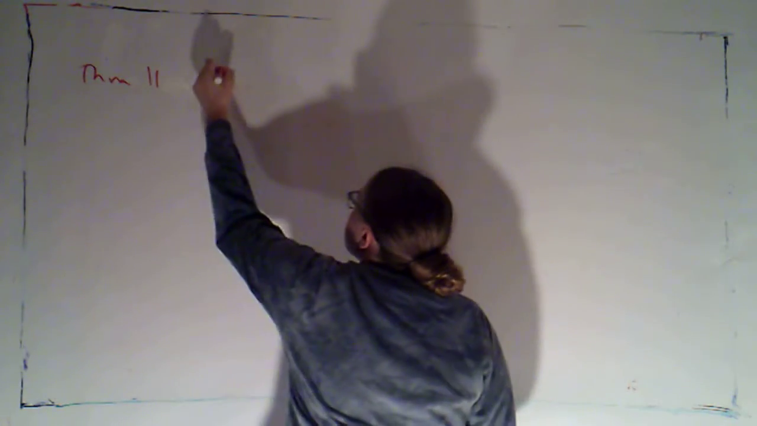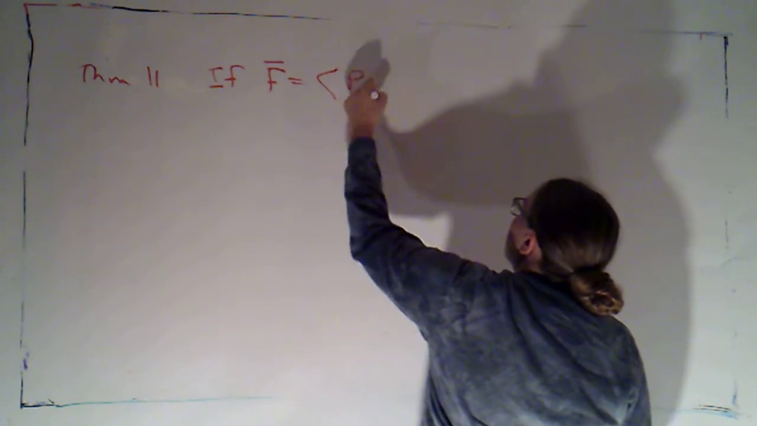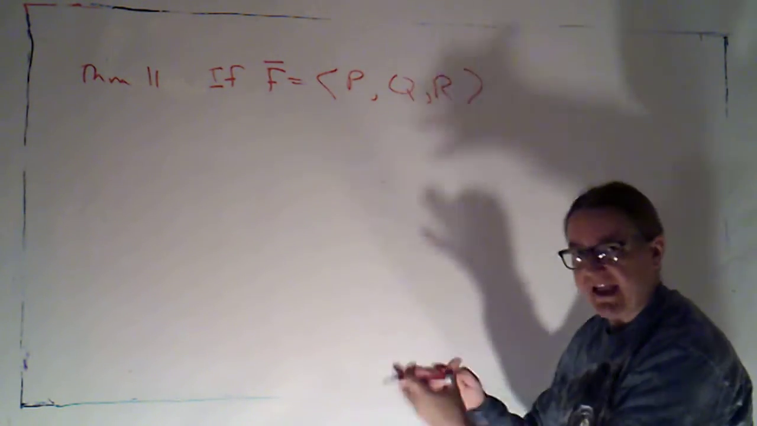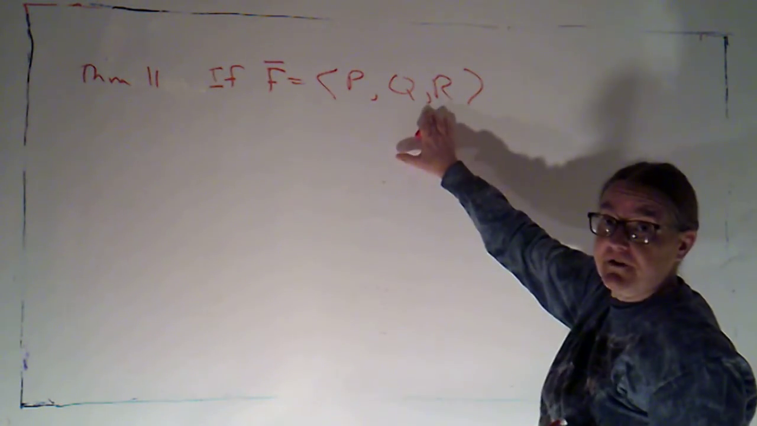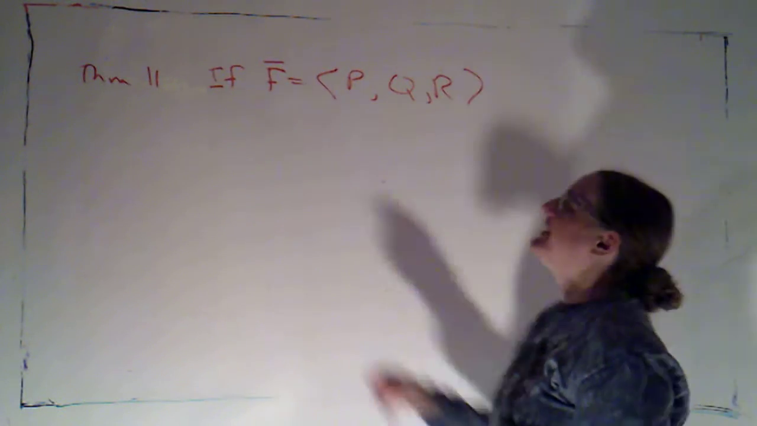Theorem 11 says if f, which is just p, q, r, I'm going to omit writing p of xyz, q of xyz, r of xyz, but these are all real valued functions of three variables that are the components of this vector field in 3 space.